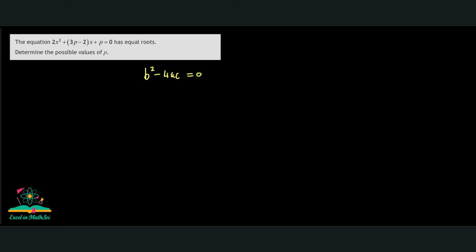Now the values of a, b and c: a is 2, b is 3p minus 2, and c is p. We substitute that in there, so you get (3p minus 2) all squared minus 4 times 2 times p, and that's equal to 0.